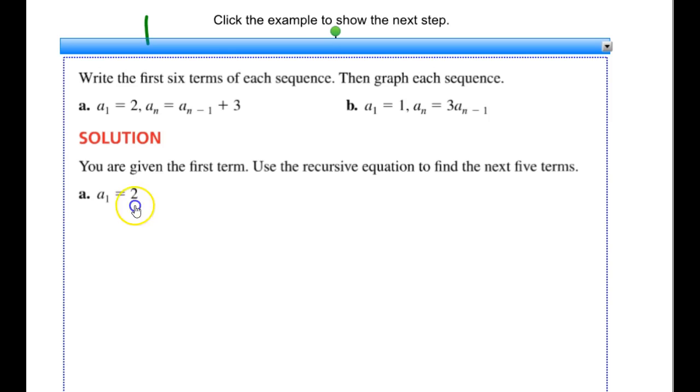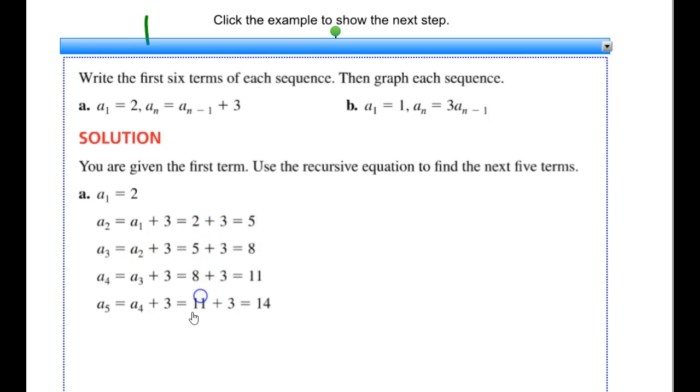So if I know my first term is 2, I can then plug that into my formula. For n minus 1, my second term would be a sub 2 equals a sub 1, because 2 minus 1 is 1, plus 3. So I know my a sub 1 is 2, so I add 3 to that and I get 5. And then I continue my formula by adding 3 each time to get my next few terms.